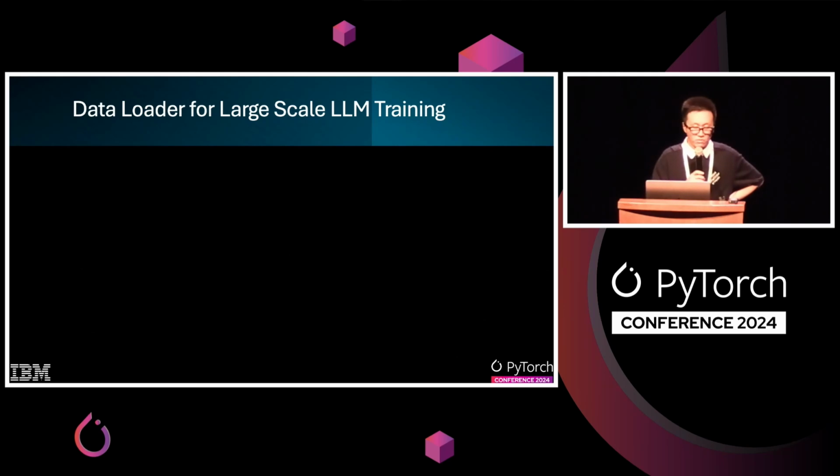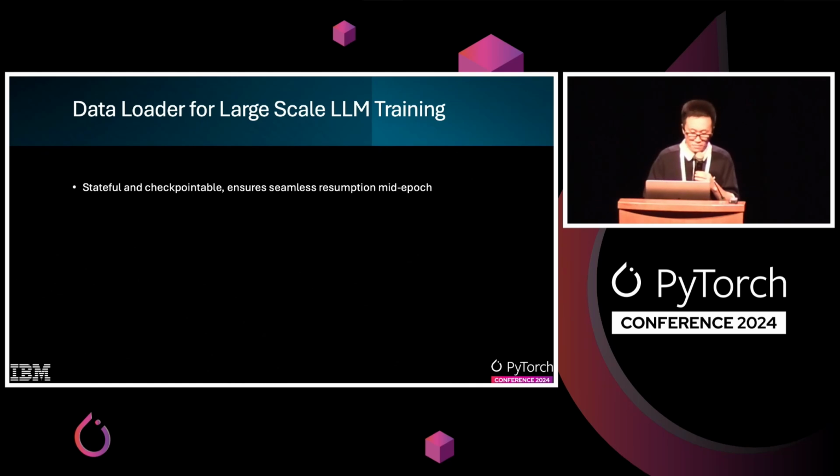So the first question I would like to discuss is, when we talk about a data loader for large-scale LLM training, what are we really talking about, or what do we really expect from the data loader? First and foremost, we want the data loader to be stateful and checkpointable. Just like your model state needs to be checkpointable, the data loader state needs to be checkpointable as well. Whenever you save a model, your data loader state is also saved. And whenever you recover from a checkpoint, both the model state and data loader state need to be recovered at the same time.